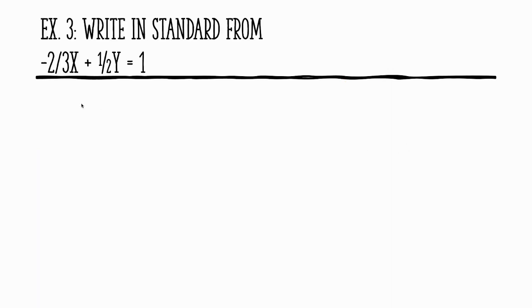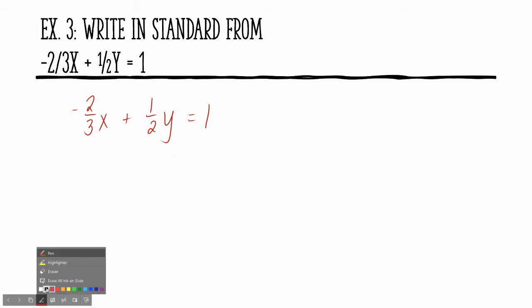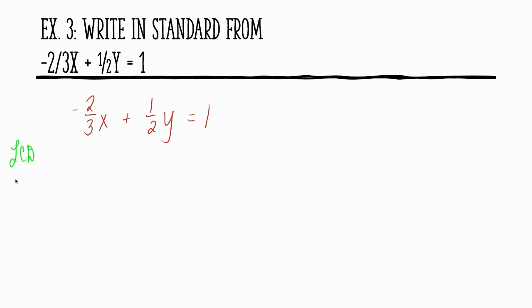What if we have a fraction? In this example 3, we have negative 2/3 x plus 1/2 y equals 1. We can't work with it. We want to get rid of the fraction. The way we do that is we find the LCD of both fractions. The LCD of both fractions is going to be 6.